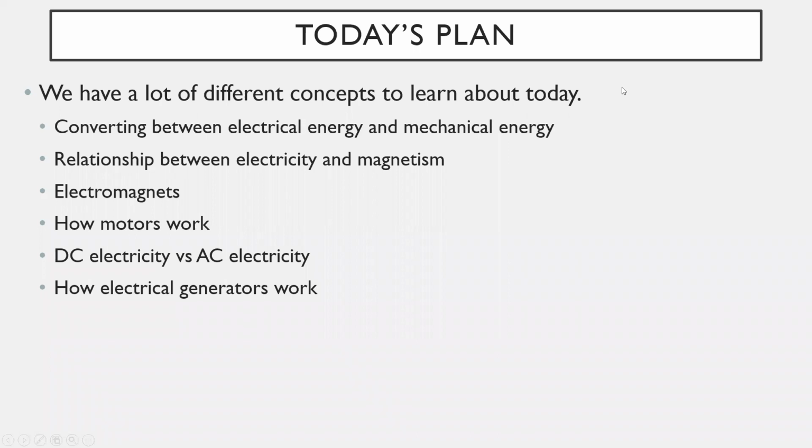So we have a lot of different concepts to learn about today. We're going to talk about converting between electrical energy and mechanical energy. We'll talk about the relationship between electricity and magnetism. That might sound like it's a totally random thing to throw in here, but it is absolutely essential to understand the connection between electrical and mechanical energy. We'll talk about electromagnets. We'll talk about how motors work. We'll look at the difference between DC electricity, that's direct current, and AC electricity, which is alternating current. And then finally, we'll talk about how electrical generators work.